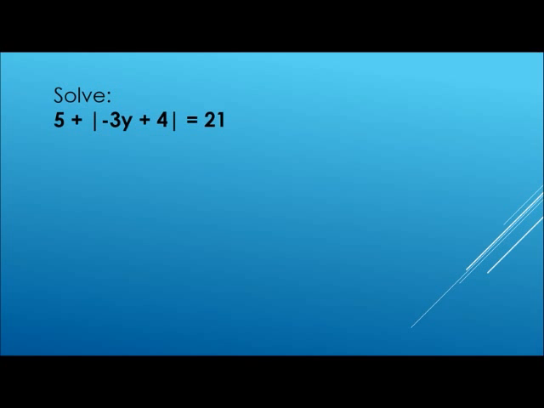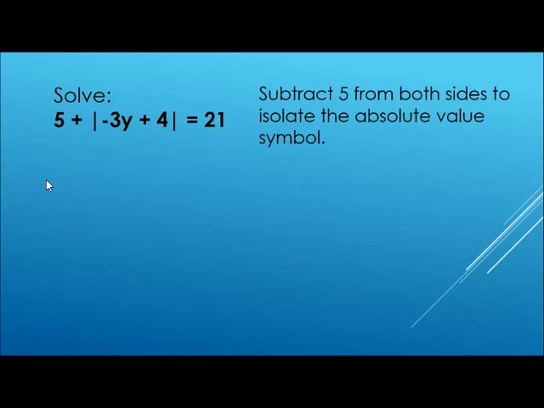This time we're going to solve 5 plus the absolute value of negative 3y plus 4 equals 21. Well, if you notice, here I have a positive 5, a whole number outside of this absolute value. So what I want to do is make sure that I work everything on the outside of the absolute value symbol first, okay? So we're going to subtract 5 from both sides so that we can isolate this absolute value symbol. So when I subtract 5 from both sides, that's going to eliminate this 5 over here. And then I'm going to do 21 minus 5. That's going to give me 16.